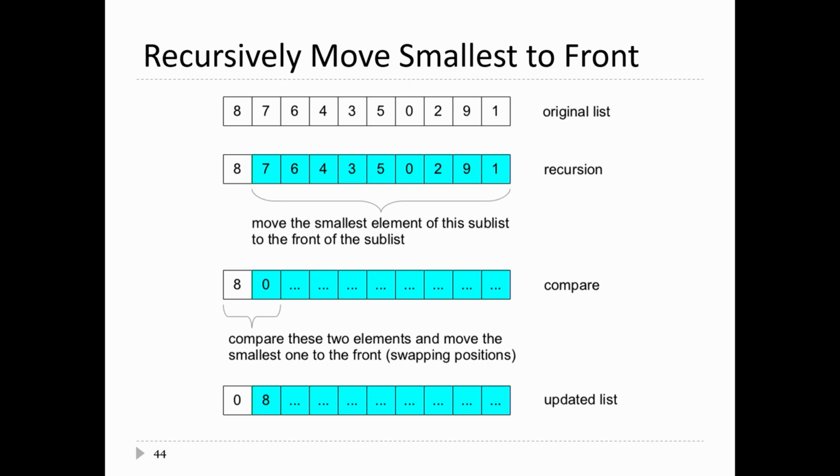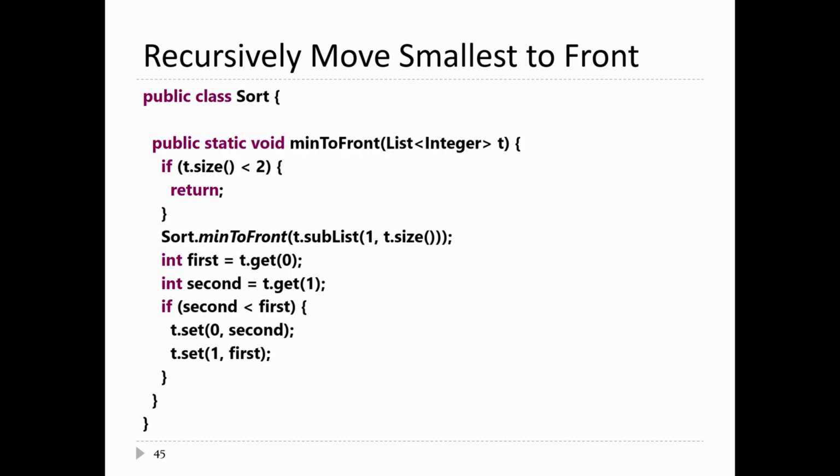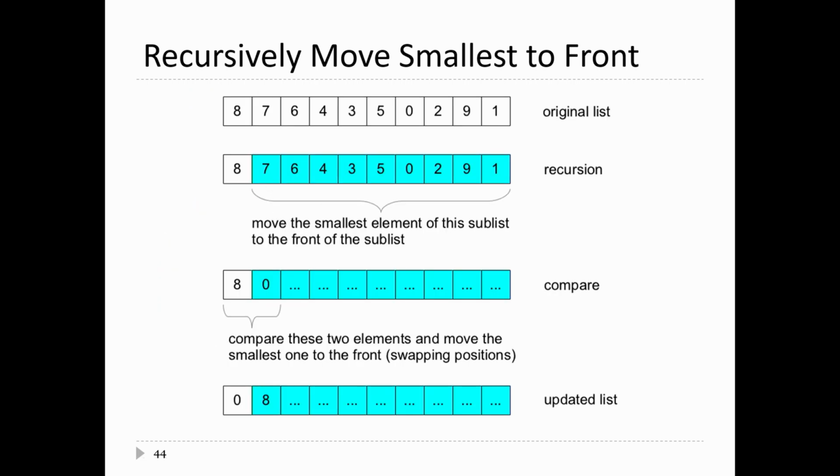So what does it look like in code? It looks like the following. So minToFront moves the smallest element in the list T to the front of the list. So we'll ignore the base cases for now. All right, so what was the first step I did? Well, I said I'm going to move the smallest element in the sublist, not including the first element, to the front of the sublist.